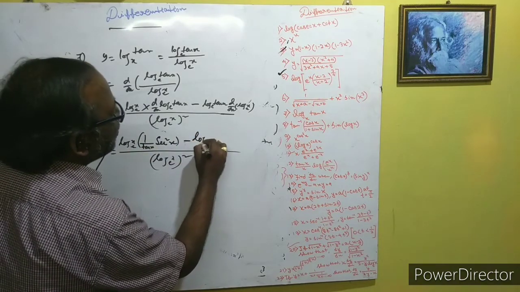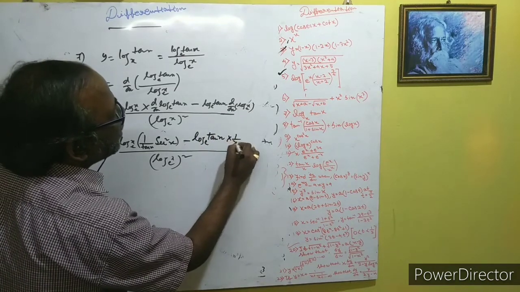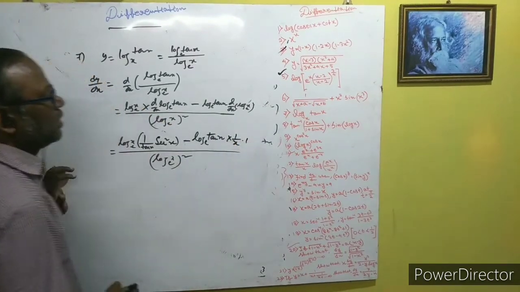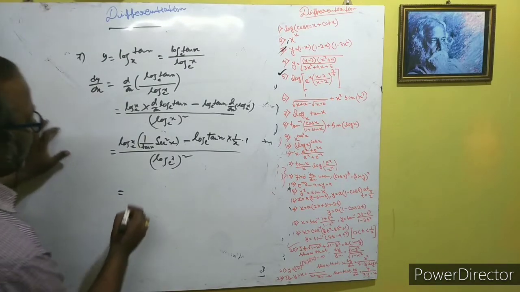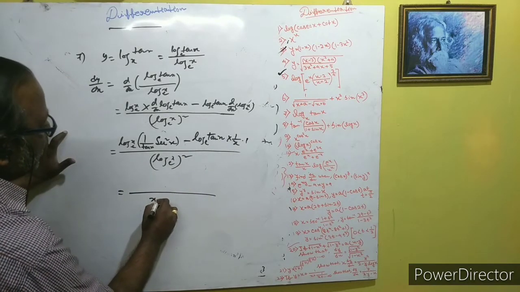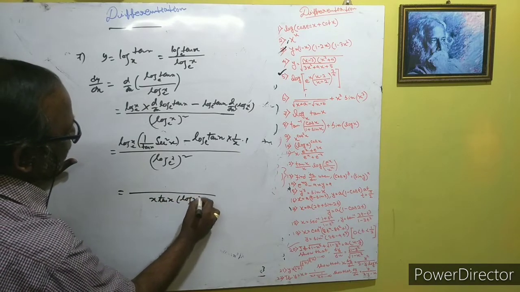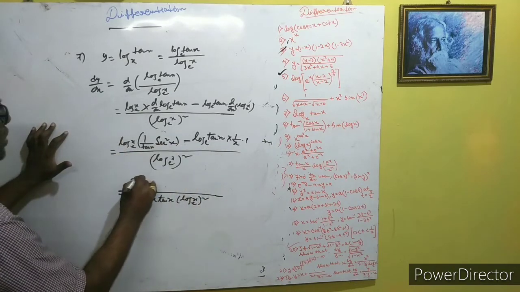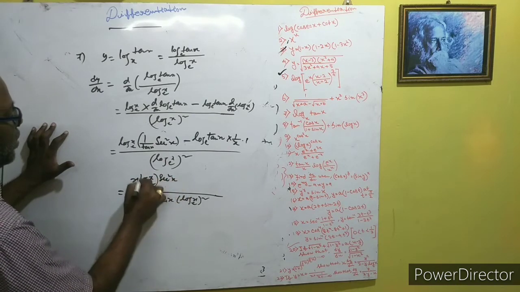And now log to the base e tan x. Again the derivative of log x is 1 by x, and differentiating x gives 1. I think all of you have better understood my explanation. Now take the LCM, x into tan x. So we can write that part: x into tan x, and here v square, that is log x whole square. If we take LCM of tan x and x, x is multiplied here, so x into log x to the base e, and also sec square x here.